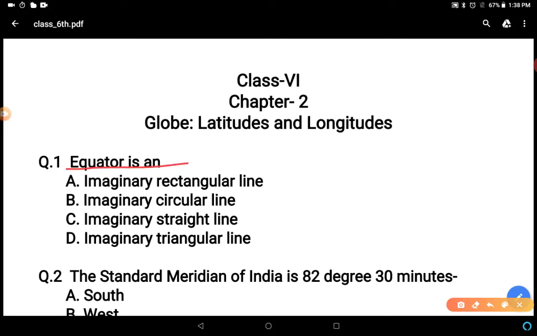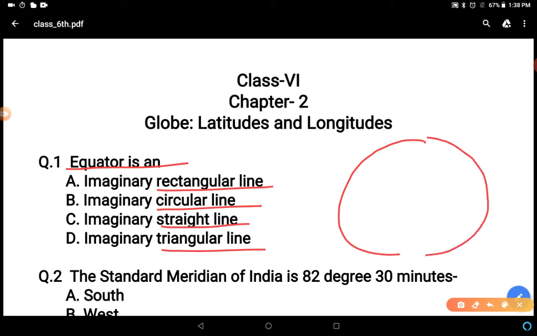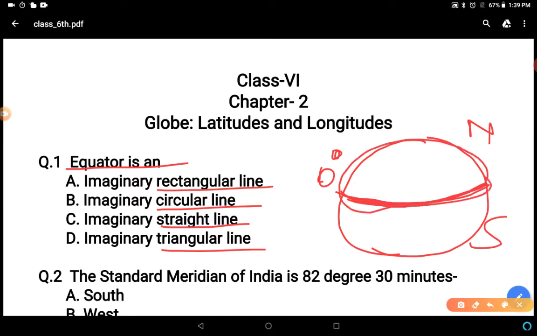Equator is an imaginary: rectangular line, circular line, straight line, or triangular line. In the chapter we studied that the equator is located at 0 degree latitude. It is situated in the middle of the earth and it is dividing the earth into two equal parts, northern and southern hemisphere. So it is a circular line surrounding the earth. B is the correct answer.